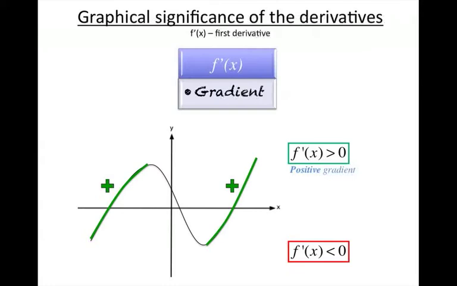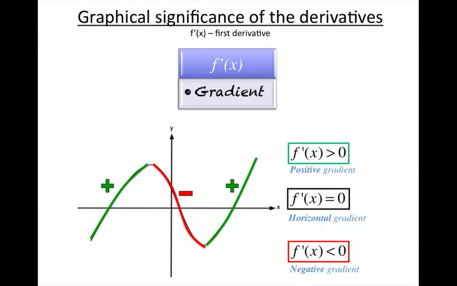What about where f dash x is less than 0? In other words, where is the gradient less than 0? Well, it's going to be where it's sloping down. It's where there's a negative gradient, which is just there. And the final one, where's f dash x equal to 0? That is where there's a horizontal gradient, where it's a flat gradient, as you can see by those 2 lines there. So it's on those 2 points.